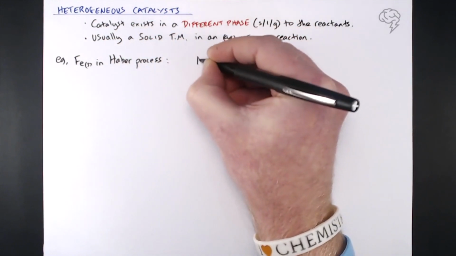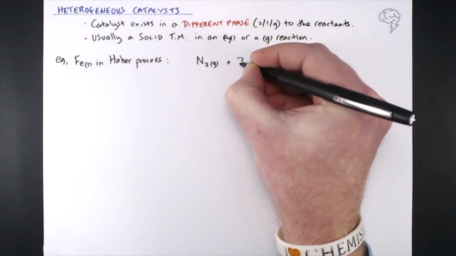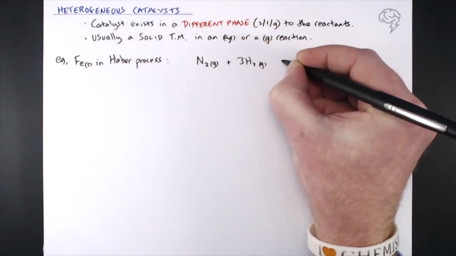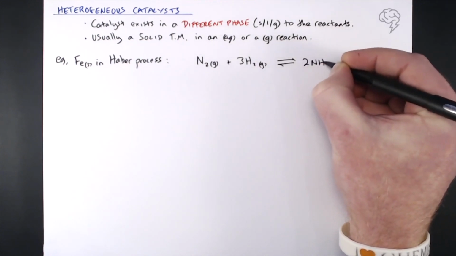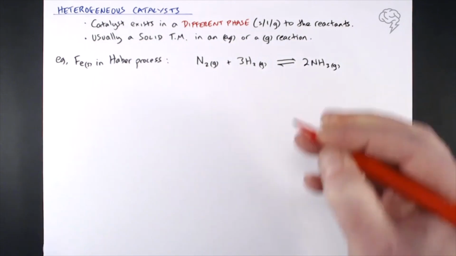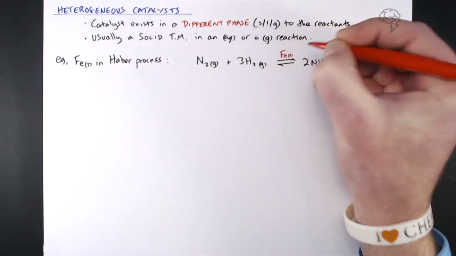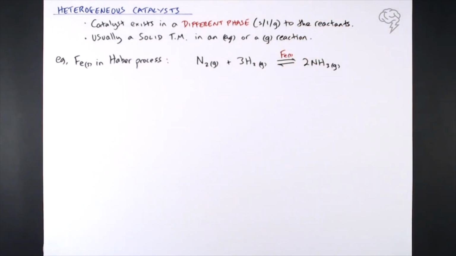Now, we're all familiar with the Haber process. N2 gas plus 3H2 gas in a dynamic equilibrium with 2NH3 gas. So it's a completely gaseous system, but the solid iron is put into the reaction chamber because it facilitates the reaction. It catalyzes the reaction. It lowers the activation energy for the reaction between nitrogen and hydrogen to produce the NH3.